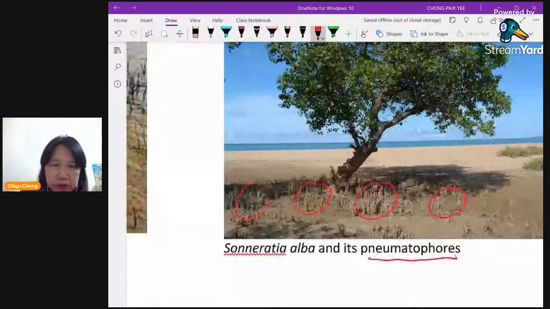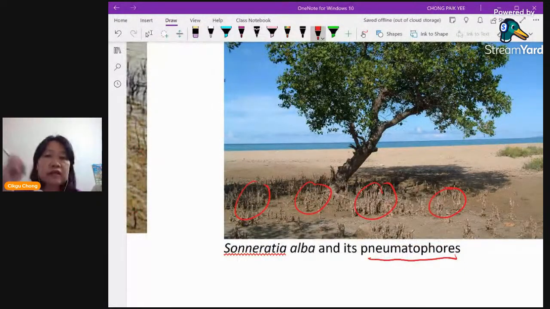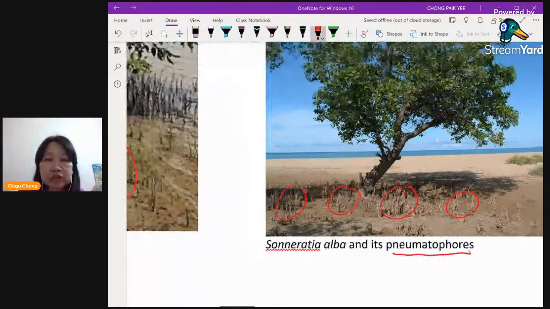These are to help the roots to get oxygen because the soil there is actually very muddy. So when it's muddy, it's very lacking in the oxygen content. So that means the roots are not getting enough oxygen. So they have special structures that poke out of the soil or of the mud there, and it has got special holes there, pores called lenticels. So the oxygen can move in, the air can move in. So that's how they get their supply of oxygen. Okay, you can also see that there are a lot of these pneumatophores sticking out of the mud. And that is Sonneratia. Okay, let me show you Rhizophora.